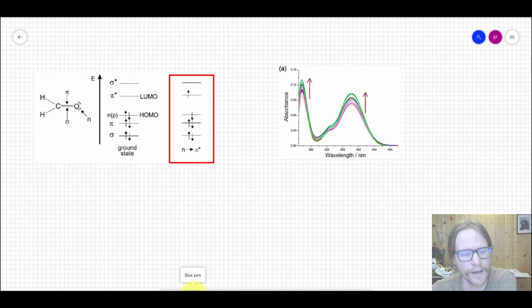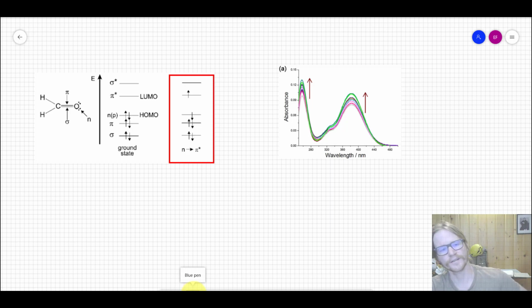This is formaldehyde. And then I have the molecular orbital diagram, or part of it, for the formaldehyde molecule. It's not the complete MO diagram, but it contains just the top 5 highest energy orbitals that include both the highest occupied molecular orbital, HOMO, and the lowest unoccupied molecular orbital, the LUMO.